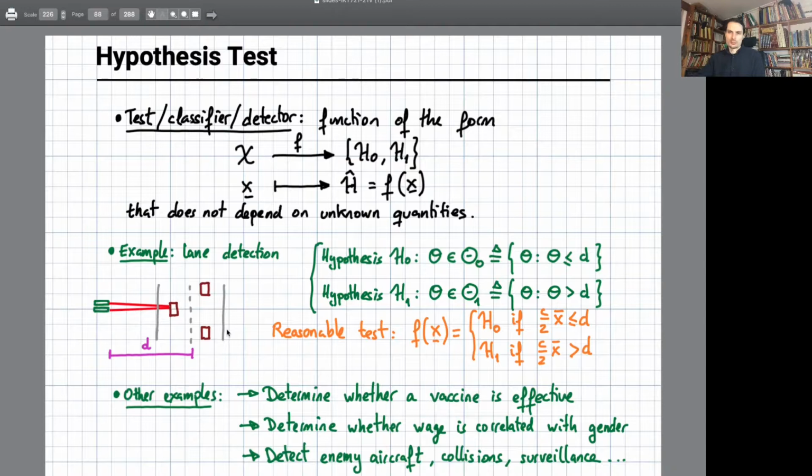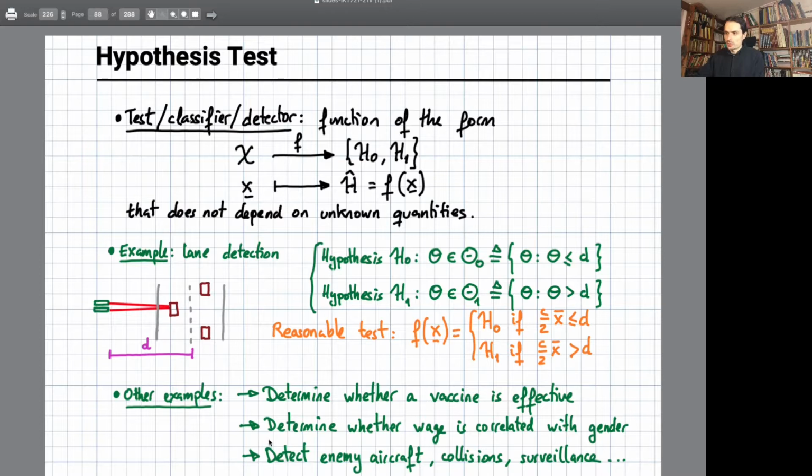But hypothesis testing problems emerge in a myriad of applications. For example, before a vaccine or a drug is approved, it has to be tested on a sample of people, and then, depending on what is observed, one needs to decide whether the vaccine or drug is effective or not. And this has to be done systematically because there are lives involved and also large amounts of money, right? In the context of social sciences, a toy example would be to determine whether the wage is correlated with gender, right? So, two hypotheses: it's correlated or not correlated.